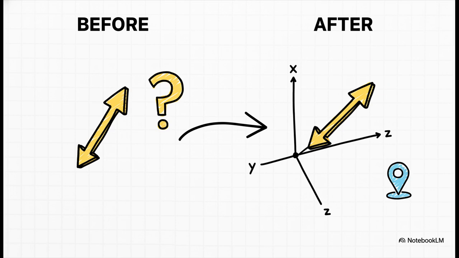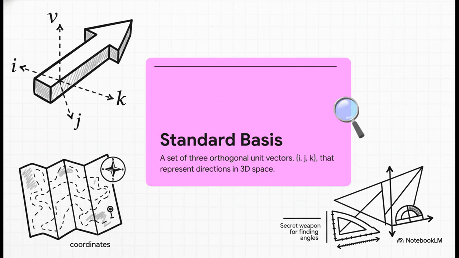But an arrow just floating around in space isn't all that useful. To handle vectors precisely, we need to place them in a 3D coordinate system using a basis set. This basis set lets us turn our abstract arrows into concrete coordinates. We get three directions, x, y, and z, at right angles to each other, represented by these little vectors called i, j, and k. So a vector like v equals 2i plus 3j plus 1k is just a set of instructions.